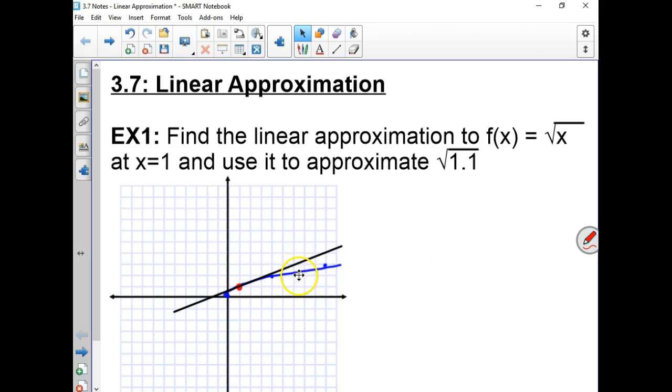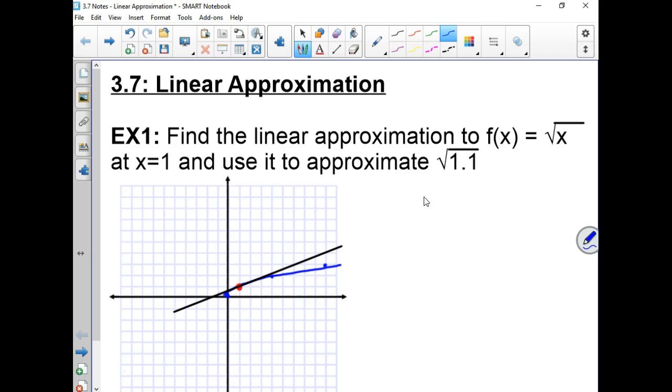And a line is really easy to plug a number into, right? It's just y equals mx plus b. So if I'm really close to 1, it's going to give me a number that's really close to being the right answer. So it'll probably be good enough for what we're actually going to use it for, depending on our situation. So we're going to find a line tangent to this graph at x equals 1. So to find a tangent line, what have we got to have?